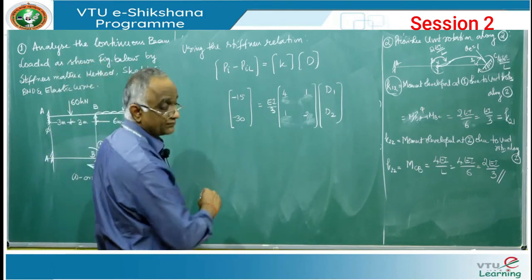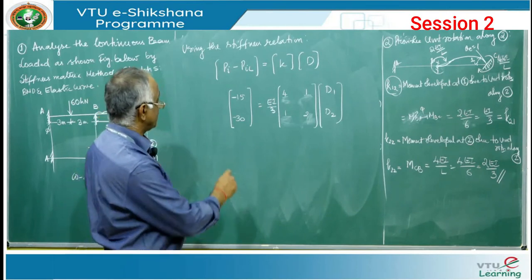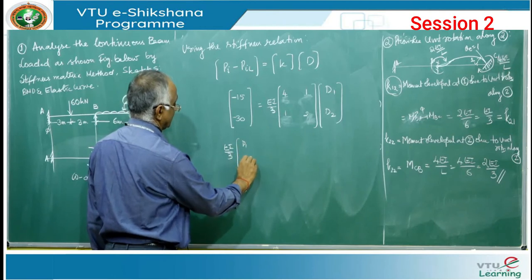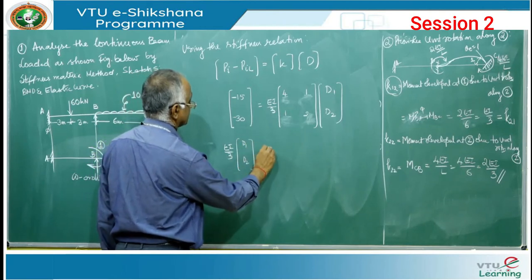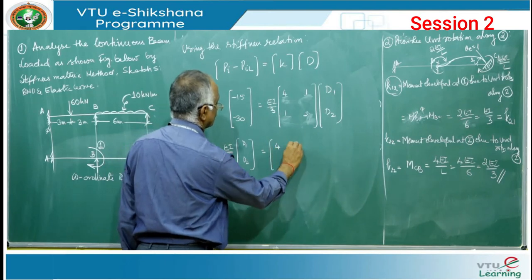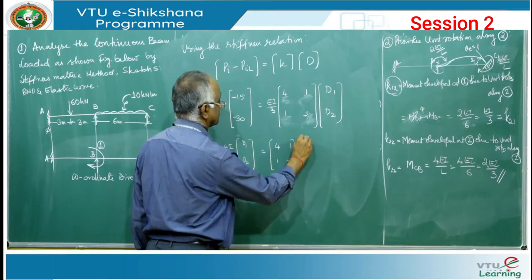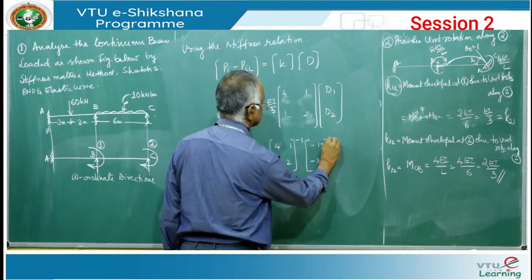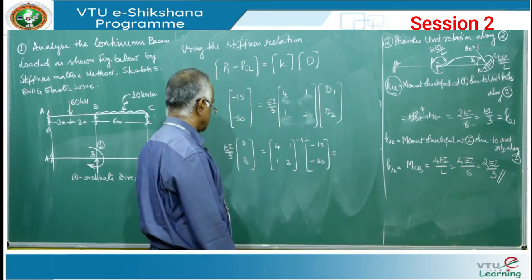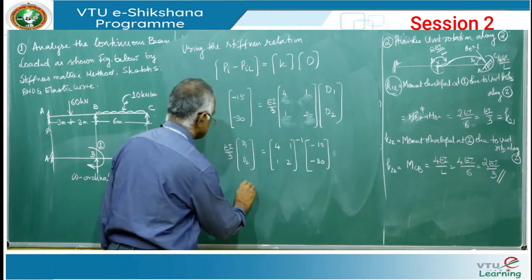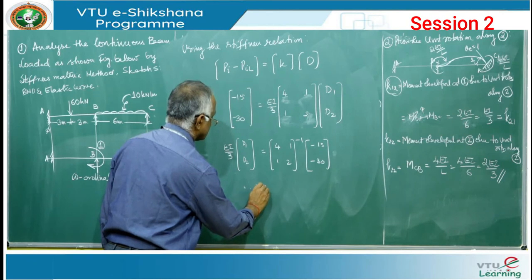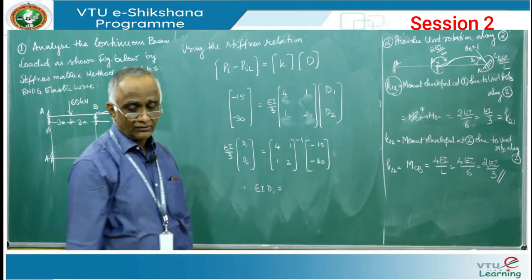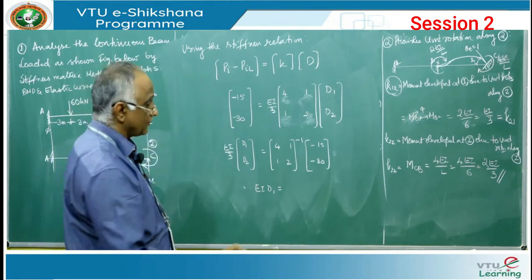So to be specific, now it is EI by 3 times D1 and D2, that is equal to the inverse of 4, 1, 1, 2 times minus 15, minus 30. EI, D1 will be equal to 0.